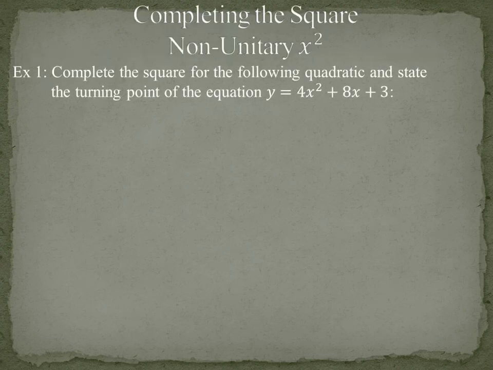So complete the square for the following quadratic and state the turning point of the equation, y equals 4x squared plus 8x plus 3. Feel free at this point to pause it, have a go yourself, see if you think you've got a way of doing it. Otherwise, just watch on and I will show you how.